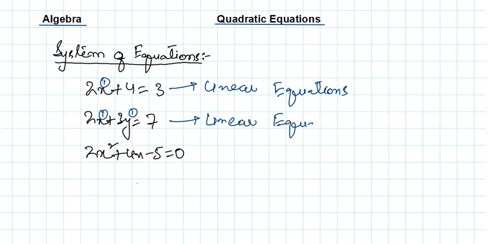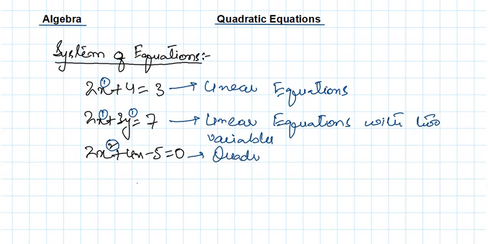Linear equations with two variables. Linear equations with two variables. We have done such equations as well. You can see that the highest power of the variable is 2. Such equations are called quadratic equations. We have done a little bit of solution of the quadratic equations before. We are now going to discuss the solution of the quadratic equation in detail today.